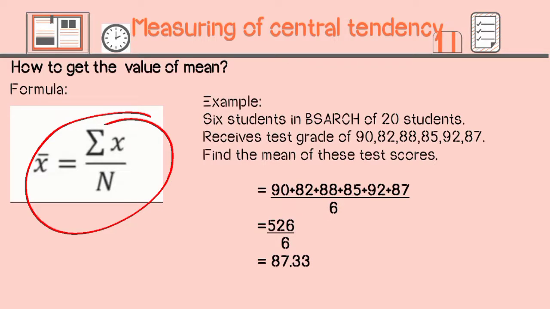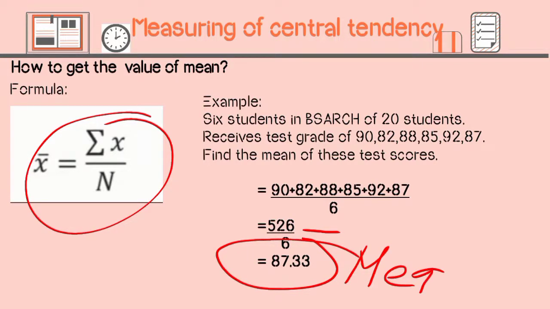Six students in a section of 20 students receive test grades of 90, 82, 88, 85, 92, and 87. Find the mean of these test scores. Now we're going to add the observations: 90 plus 82 plus 88 plus 85 plus 92 plus 87 is equal to 526, divided by 6. 526 divided by 6 is equal to 87.33. Therefore, the mean is 87.33.